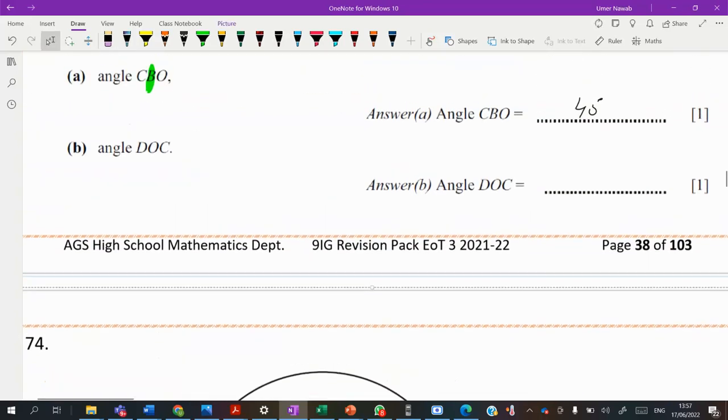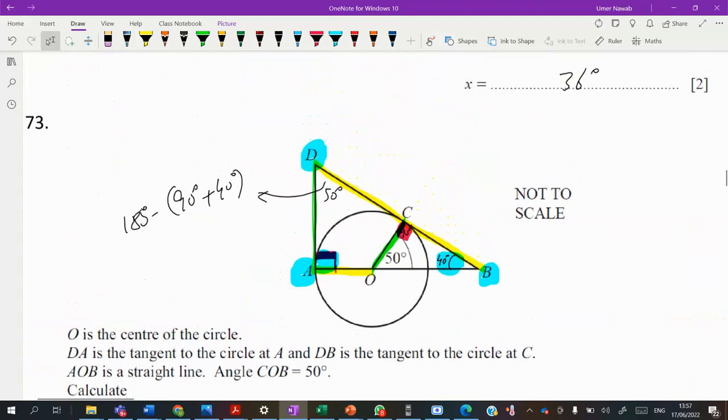He's asking you which angle. Let me check. DOC. This angle he is asking you. So the half of this angle is 25, and that is 90 degrees. I can find this DOC angle. The DOC angle is 90 degrees plus 25. Take the sum and subtract them from 180, it will give you 65. So this angle is 65 and this angle is also 65. This is 25.